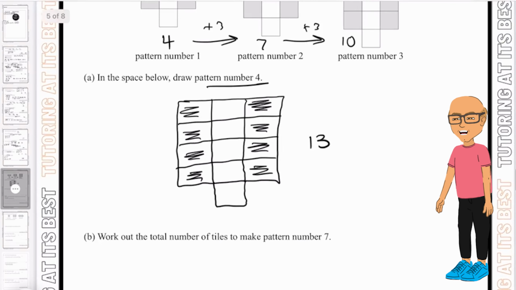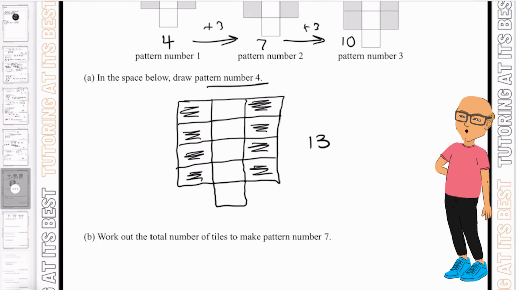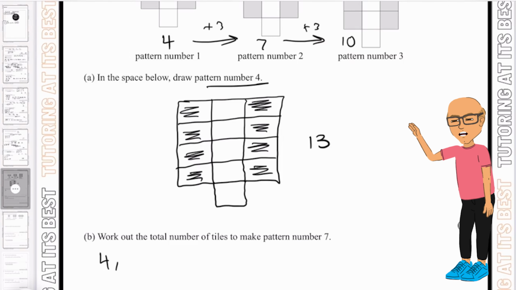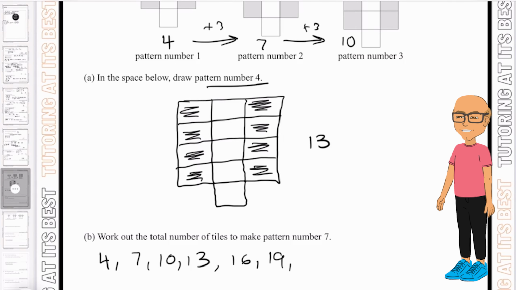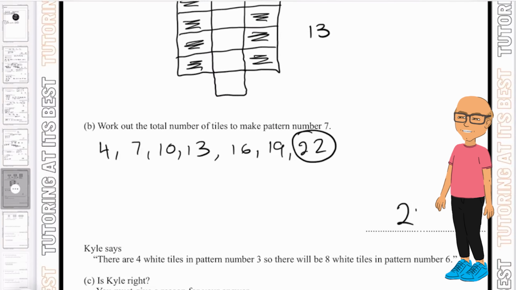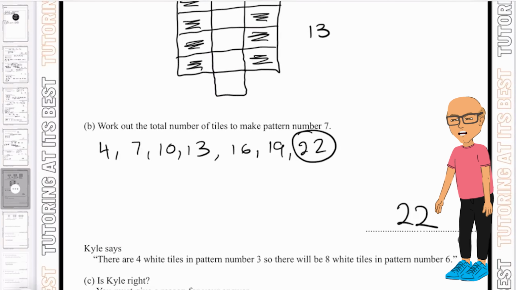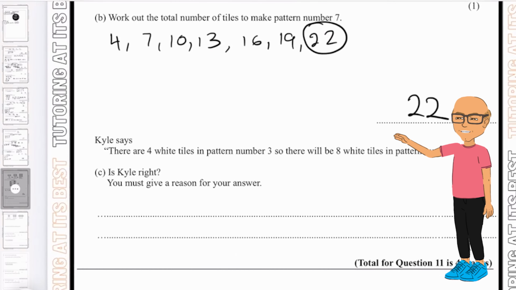And now part B asks to work out the total number of tiles to make pattern number 7. Now we have 4 of the terms already, which is 4, 7, 10 and 13, and we just have to add on 3 every time. So we have 16, 19 and then finally 22, which is pattern number 7. So I hope that wasn't too tricky. Let's then move over to part C.